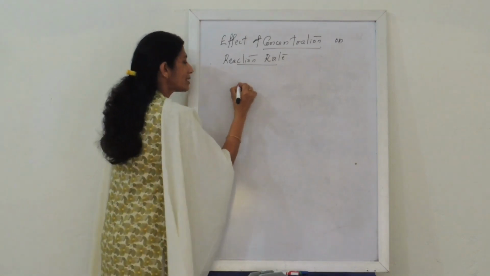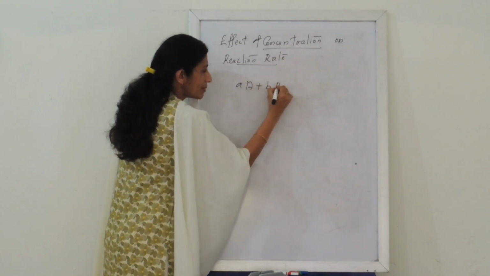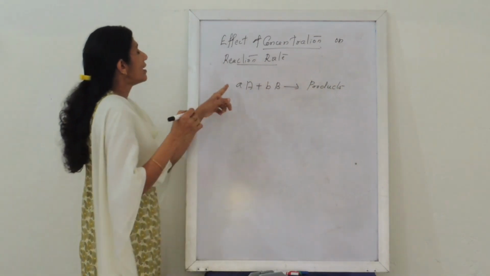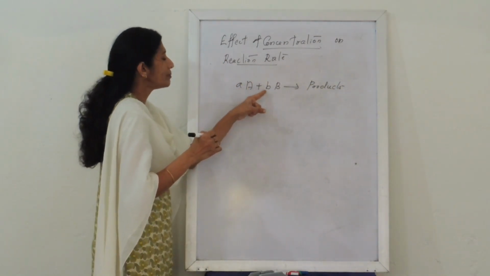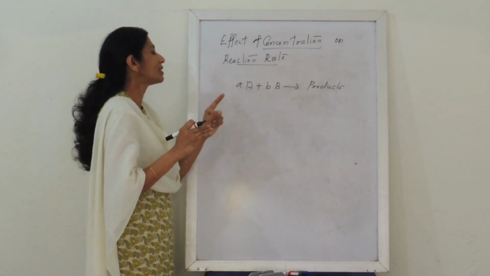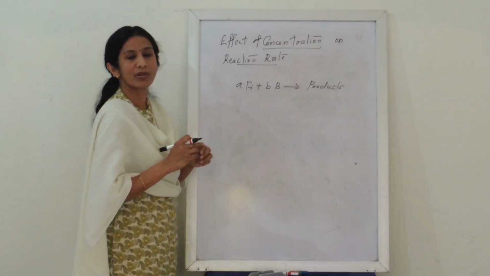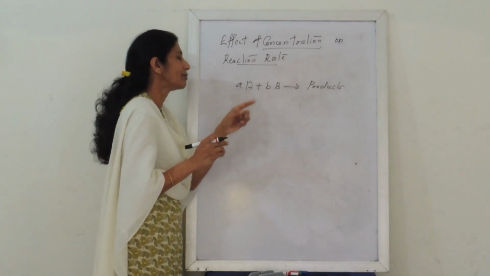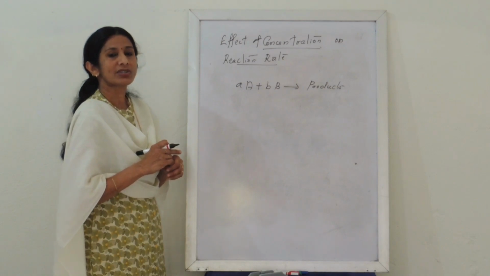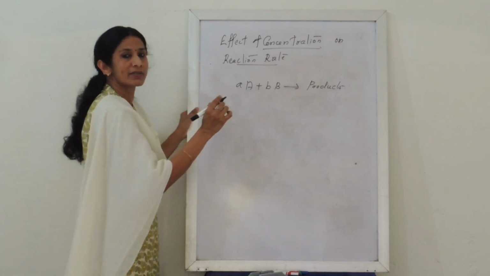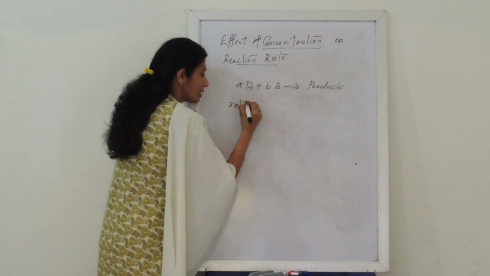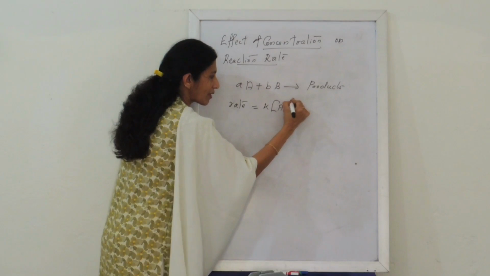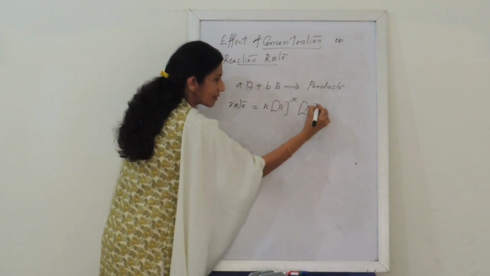Then consider the reaction aA plus bB gives product. And here the small a and b represent the stoichiometry of the reactants, that is the number of moles of reactant. The small a represents the number of moles of reactant A and b the number of moles of reactant B. Then we can write rate is equal to k into concentration of A to the power of x into concentration of B to the power of y.